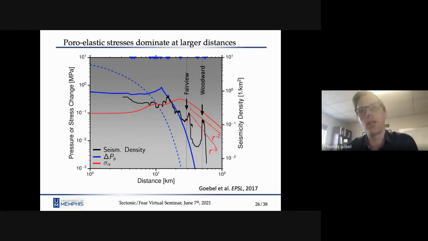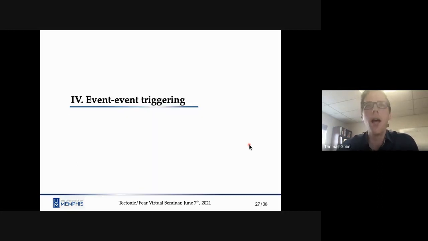And in this model, we predict the simple 1/r² decay, but at depths there may indeed be a more rapid decay as 1/r³. Okay. All right. So the last one. So we went through the pressure diffusion story. The takeaway is that potentially poroelastic coupling will play a role at large distances. The last one I want to discuss is event-event triggering.